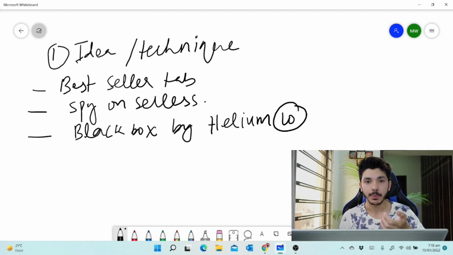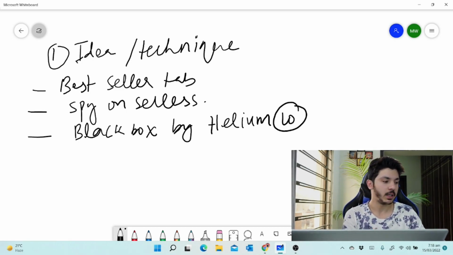And Helium 10 can help you find the idea. So the black box is basically used to find the right ideas through Helium 10. Basically, when you go to your Helium 10 account, you will see on the top the product research or the black box section, where you can put in your criteria or filters to find some cool products. So black box is a way to find some cool products, so I would recommend that as well.